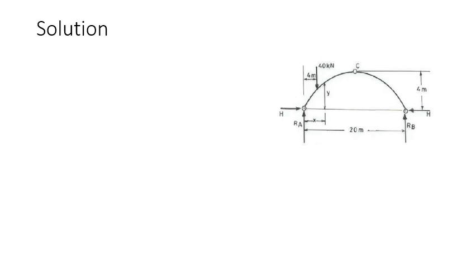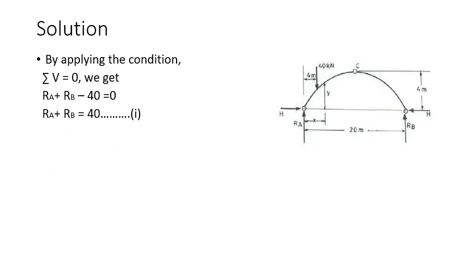So first, apply the conditions of equilibrium. Sigma V is equal to 0. How many vertical forces are there? There are three vertical forces. RA plus RB minus 40 is equal to 0. So RA plus RB, you get it as 40 kilonewton.